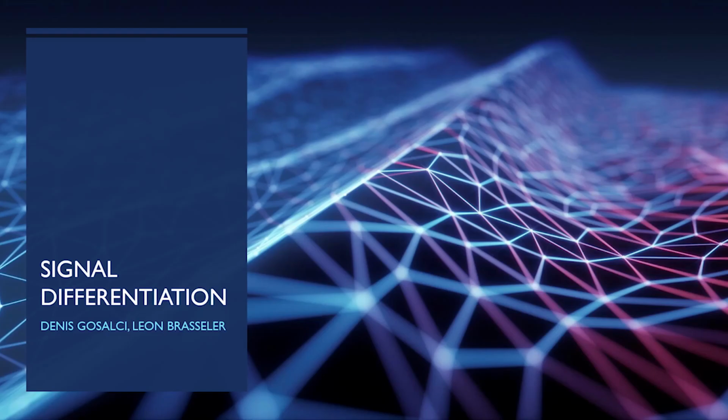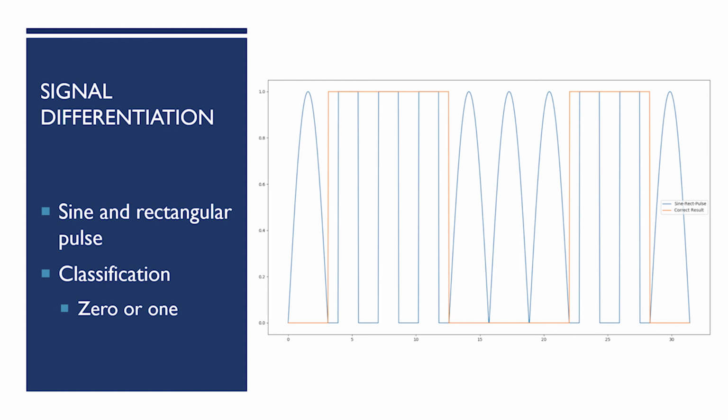In our second use case, we wanted to train our reservoir to differentiate between a sine and a delta pulse. This is a kind of binary classification. If a sine is detected, the output of the reservoir should be 0. If a delta pulse is detected, the output should be 1. 1 and 0 are the class tags.